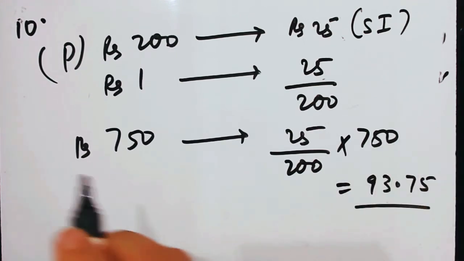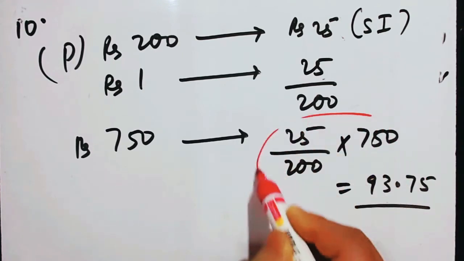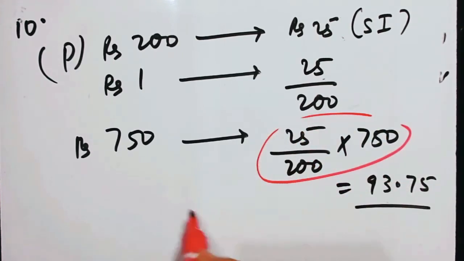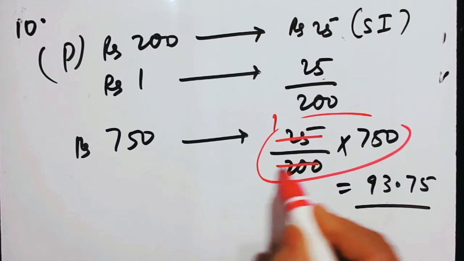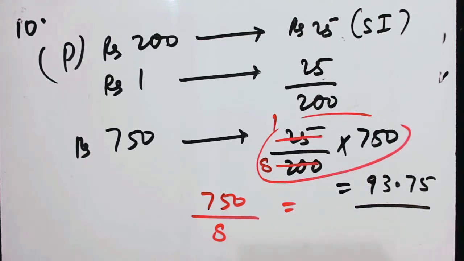After you solve it, you will get somewhat 750/8. The whole thing is 25, 8 times, 25, 1 time, 25, 8 times, and when you divide 750 by 8, you will get a value of 93.75. Okay.